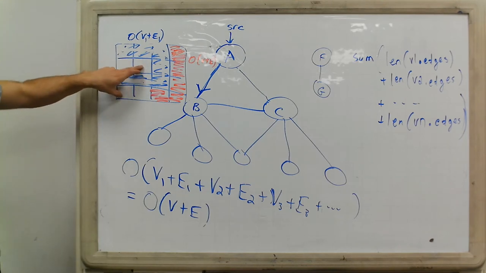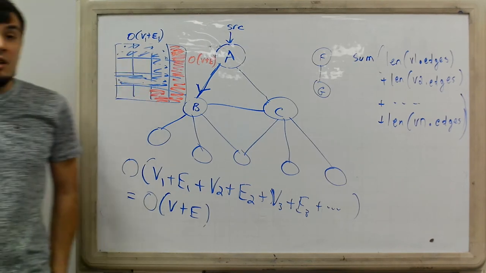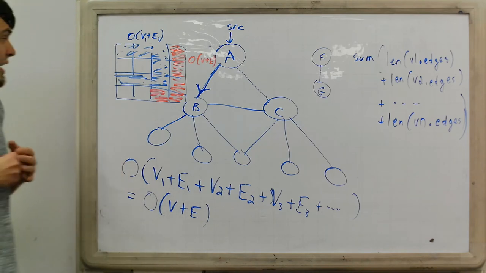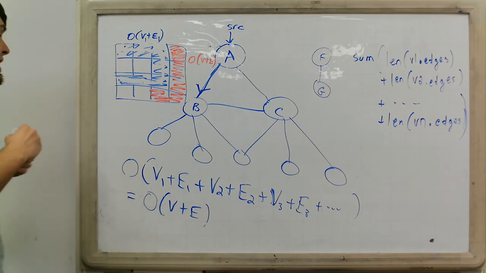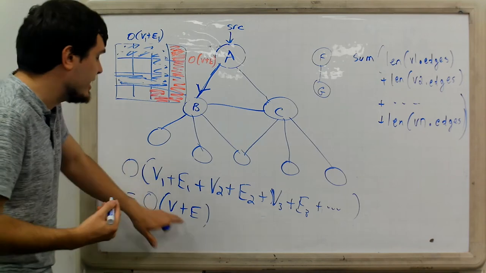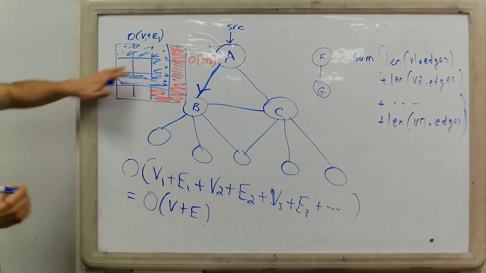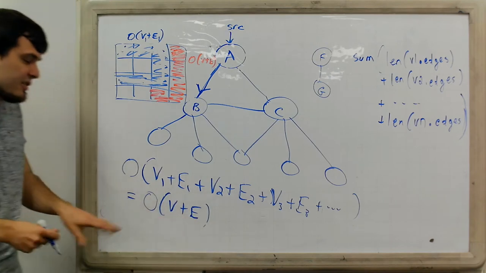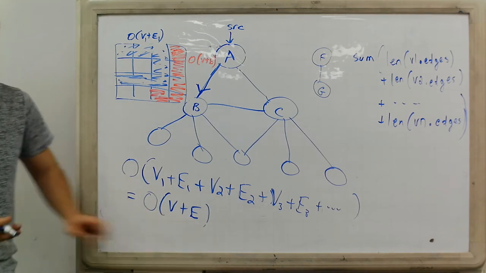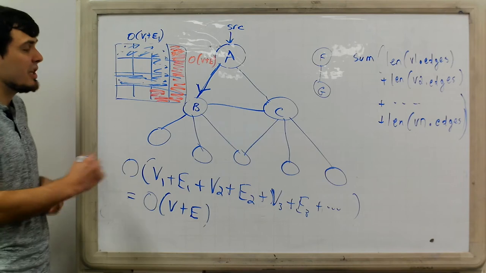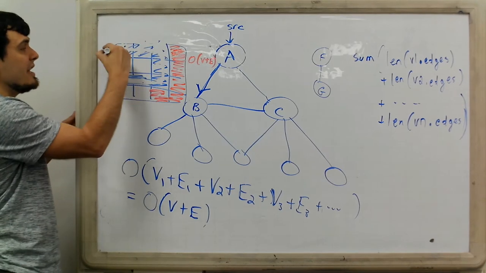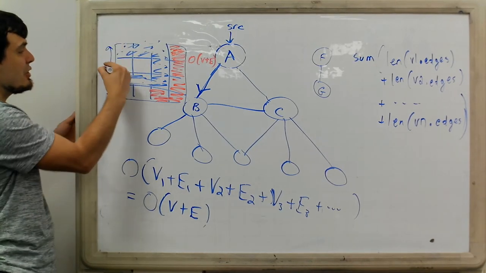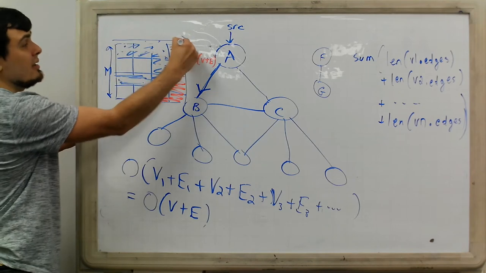Because every pixel just has to look at its 8 neighbors, right? In this particular image problem, let's translate this V+E complexity back into terms that are in the original problem, right? Because the original problem makes no reference to V and E. The original problem has dimensions M and N, right?